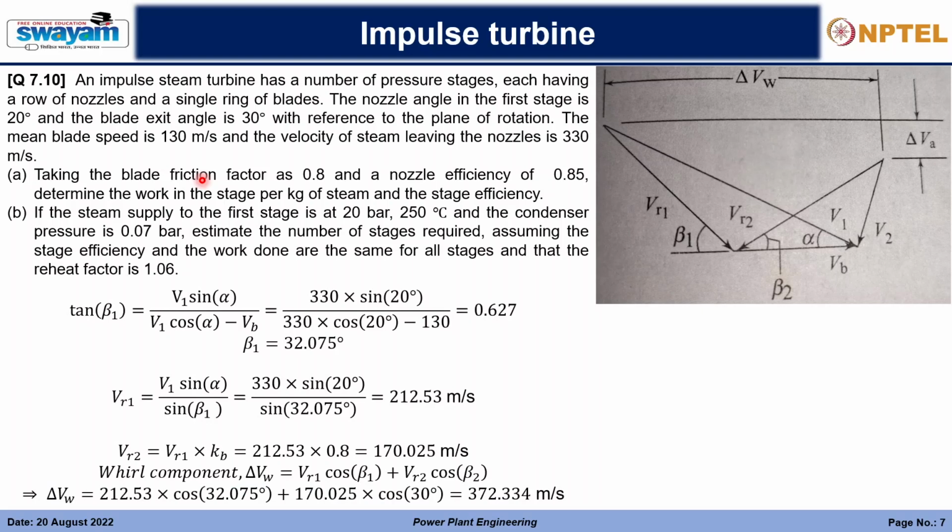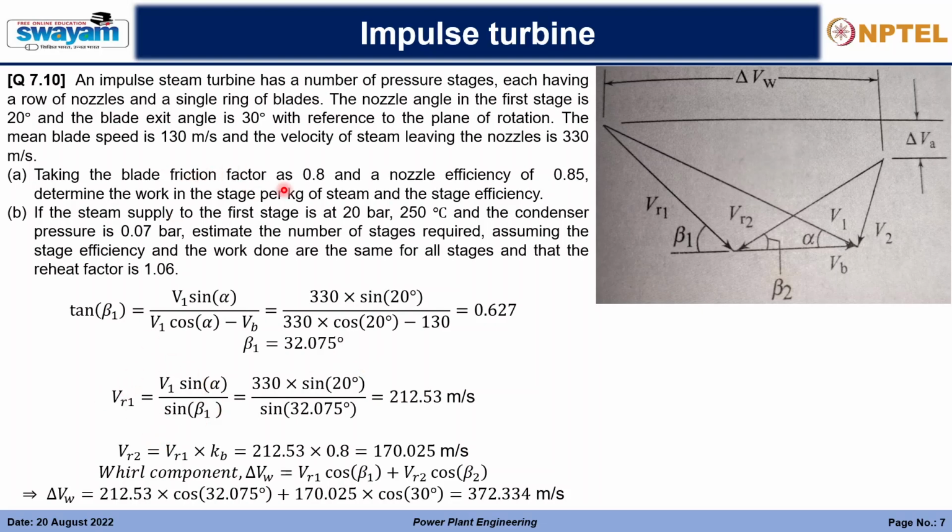As per the thumb rule that I have already stated before, we first equate the sine components and equate the cos components, and then we get tan beta 1. So I won't go into that. Accordingly we get the value of beta 1, that is 32.75 degrees. After knowing beta 1, we find VR1, the relative velocity at the inlet, by equating the sine components, and we get this value as 212.53.